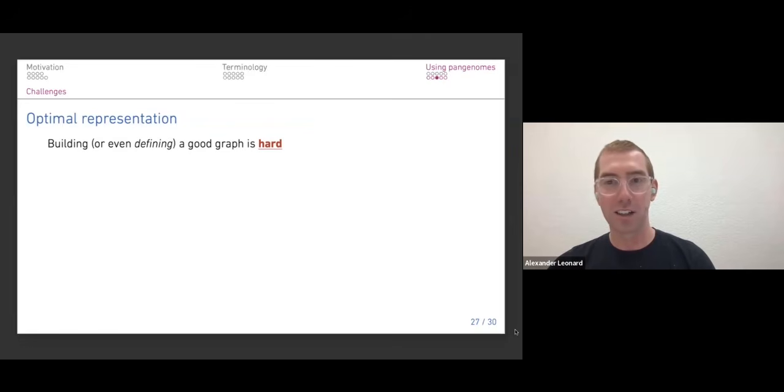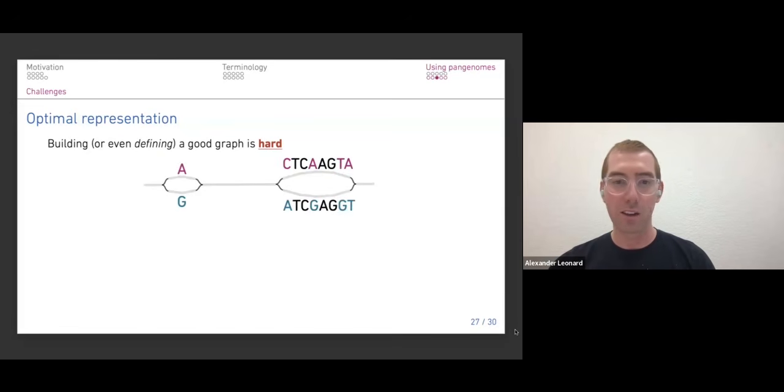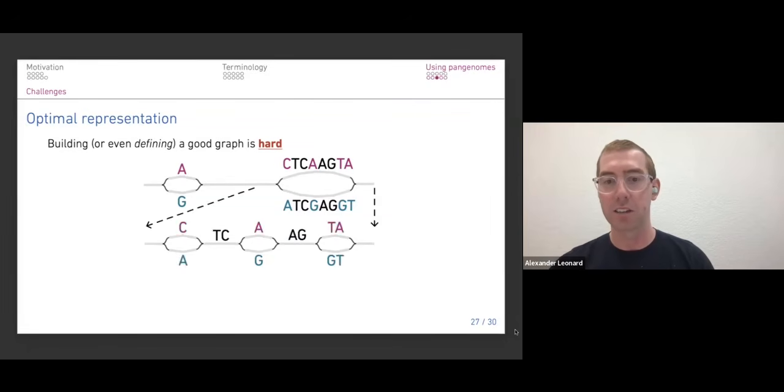And I won't go into too much detail on graph genomes because I know that's a topic for a later section, but even just defining good is quite a complex problem. If you have something like this simple graph with two bubbles, so again, on the left, we have basically an allele that is A and an allele that is G, a slightly longer allele on the right. This graph could be equally represented by this graph on the bottom. You could argue that this graph on the bottom is more simple. It's somehow more fundamentally representative.